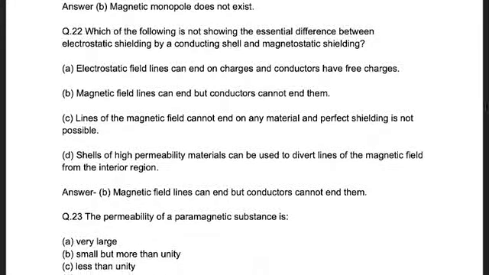Question number 23. The permeability of the paramagnetic substance is A. Very large, B. Small but more than unity, C. Less than unity, D. Negative. Correct. Your answer is B. Small but more than unity.